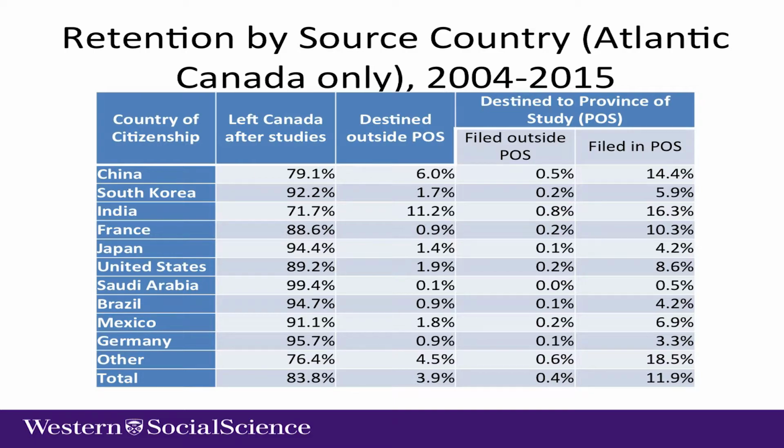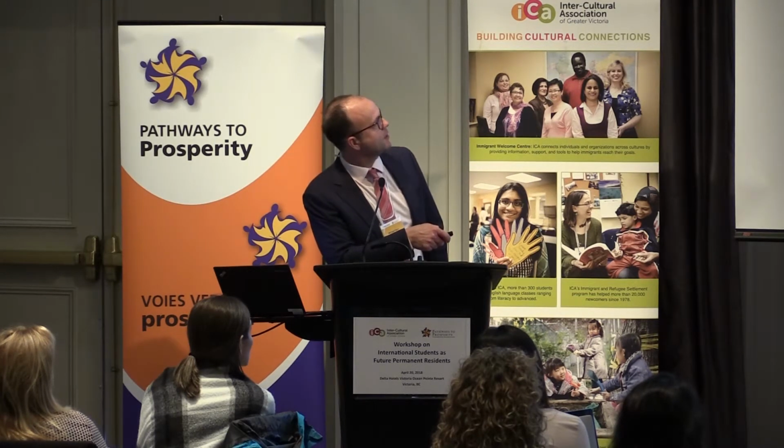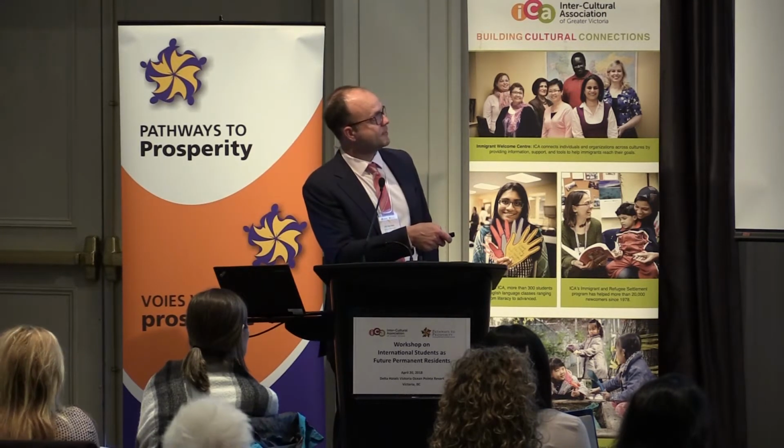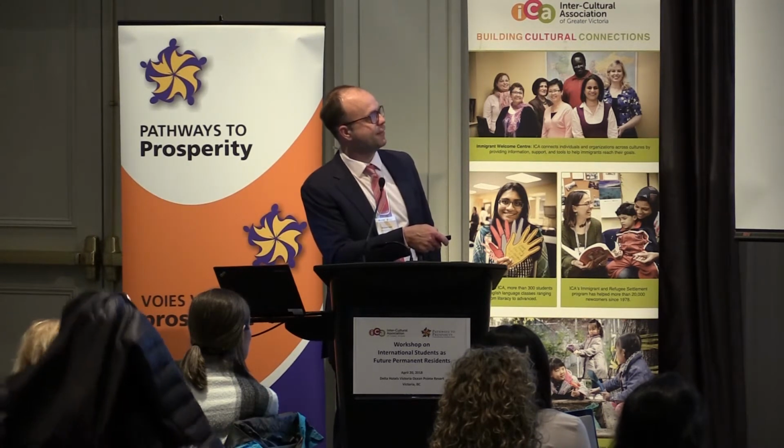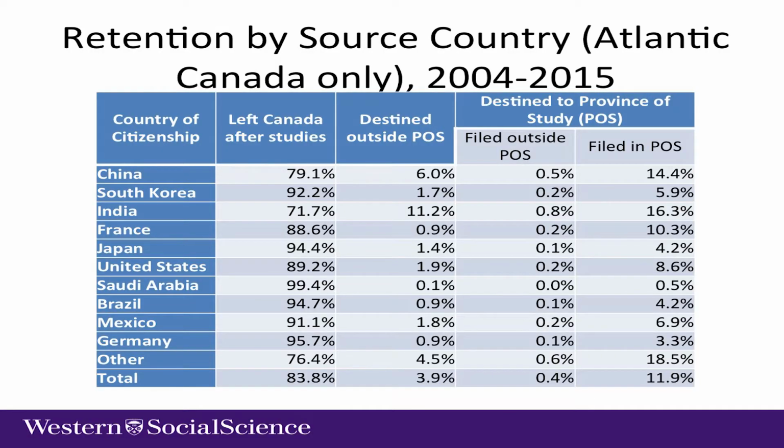So I mentioned Saudi Arabia not that long ago as being a country where almost everybody goes back to Saudi Arabia. There's a scholarship program and a visa program meant to support this, and it really seems to be working. 99.4% of all people are not found having a study permit or filing taxes. Of the remaining 0.6%, 1.1% head outside the province of study, and then we have 0% that actually file outside, and 0.5% of all people are filing in their province of study. Very small numbers.